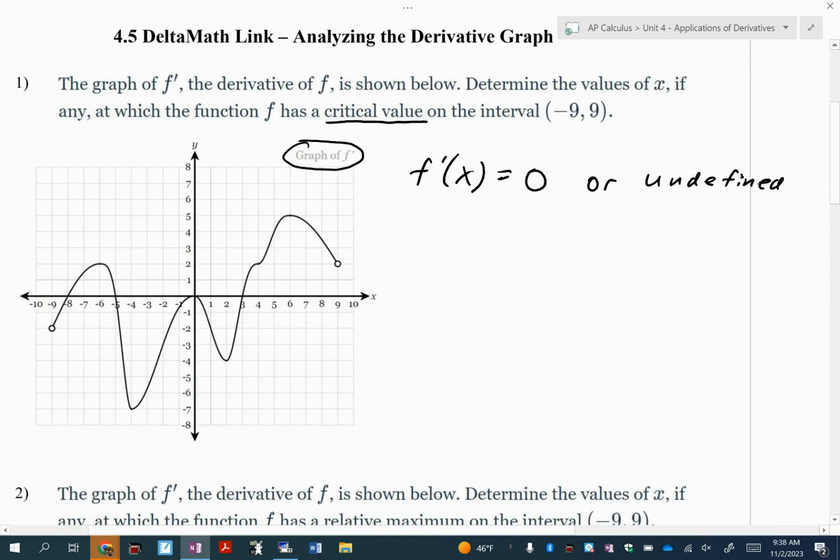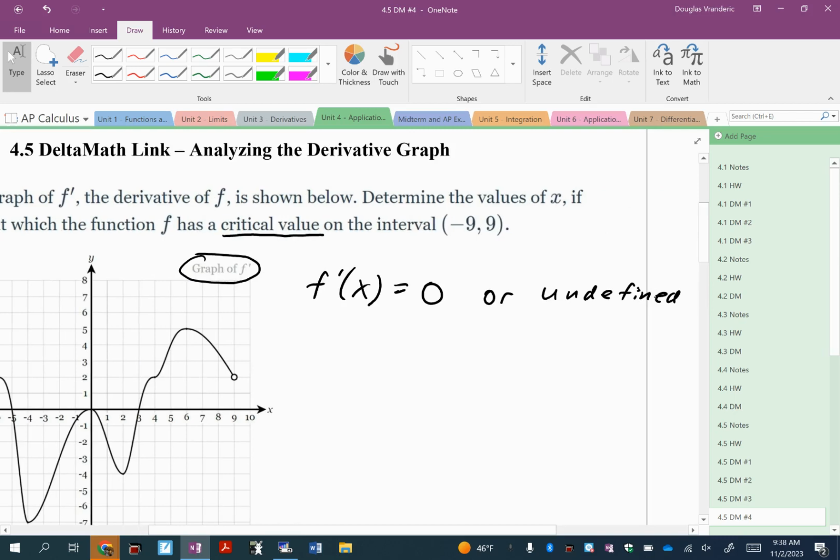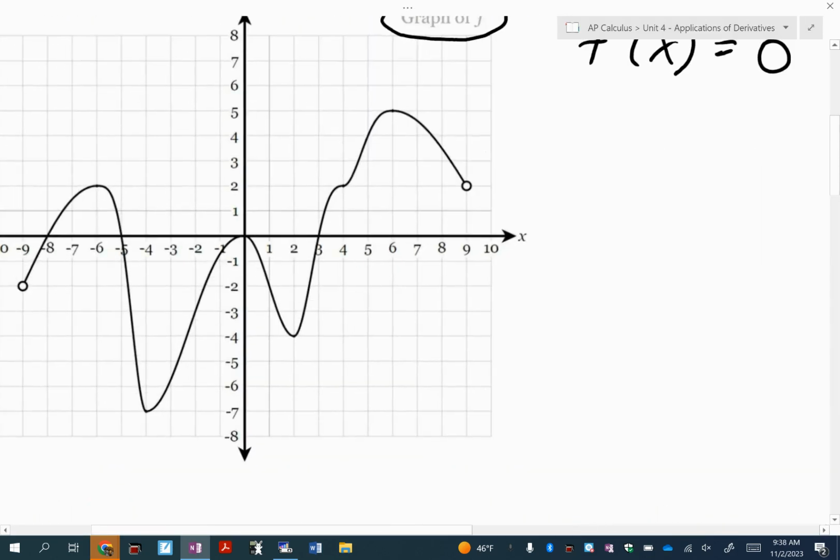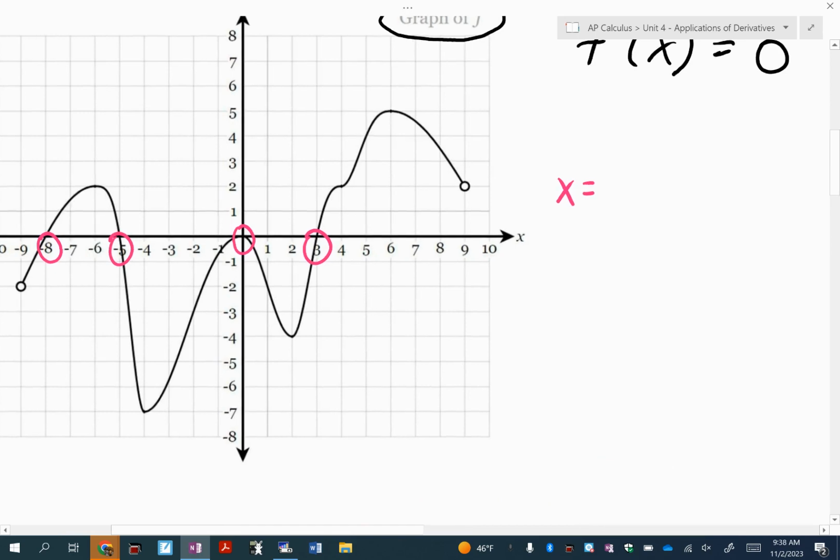So if a critical point is where the derivative is equal to 0, I just need to find, Andre said, where the y values are 0. Another way to say that is look for the x-intercepts. So where does this graph, since this is the derivative, touch or cross the x-axis? You ready? I heard negative 8, negative 5, 0, and 3. And that's it. You're done.